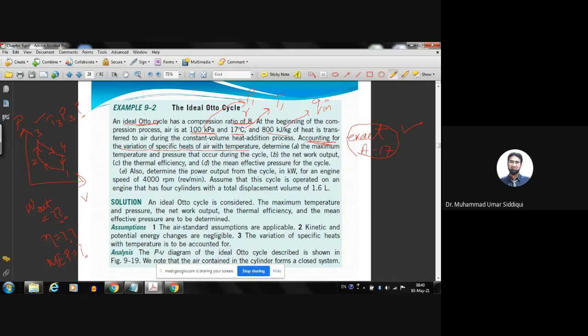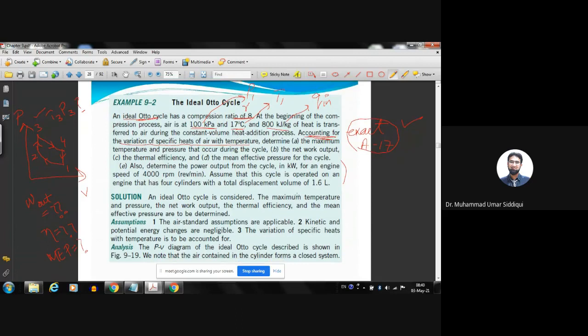Also determine the power output from the cycle in kilowatt for an engine speed of 4,000 RPM. Assume that this cycle is operated on an engine that has 4 cylinders with a total displacement volume of about 1.6 liter. We're going to look at it in the end. So let's start solving the problem.